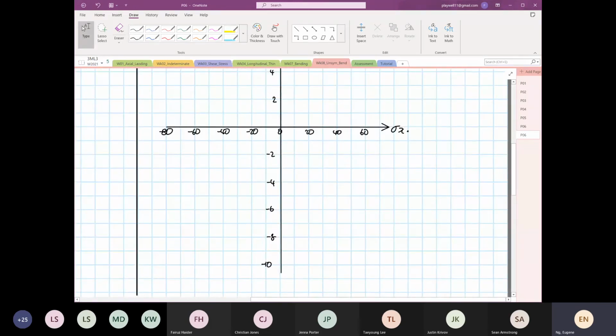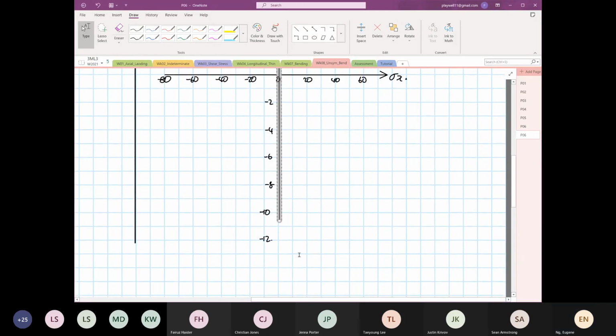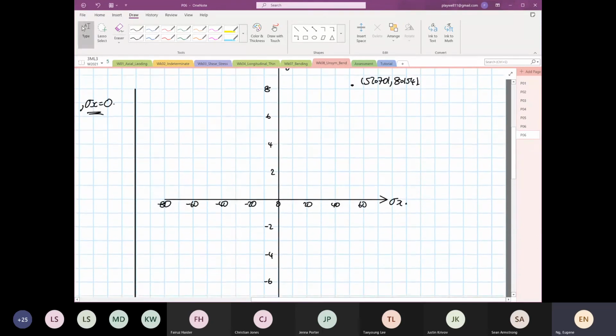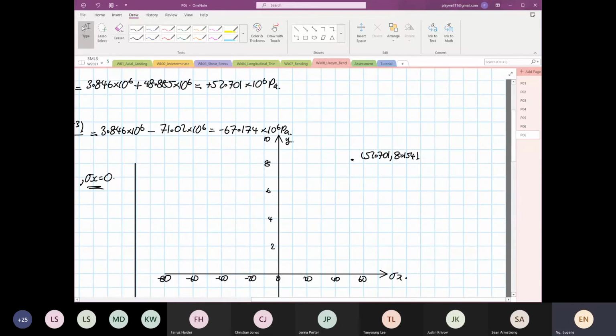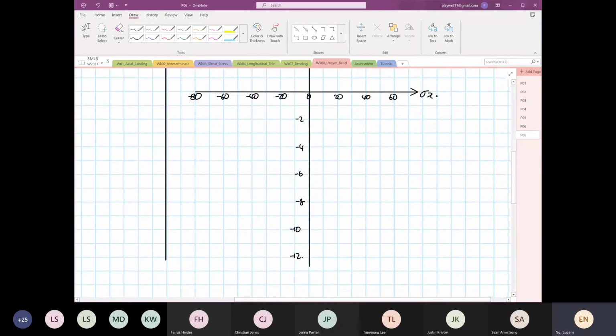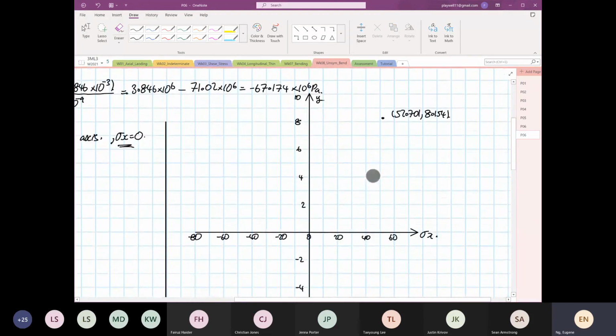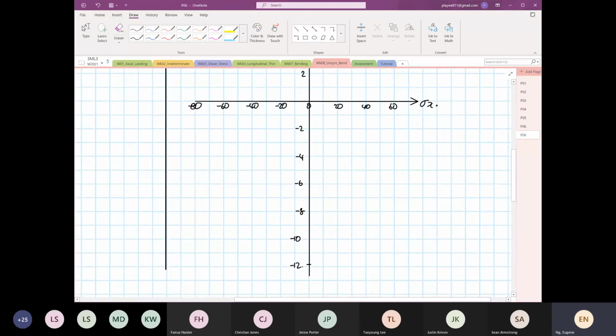Again, eyeballing. I need longer axis; I need minus 12 already down here. So it's somewhere around here, 11.8, and then the 67.174. So 11.8, 60. Again, eyeballing this, 70, 67.